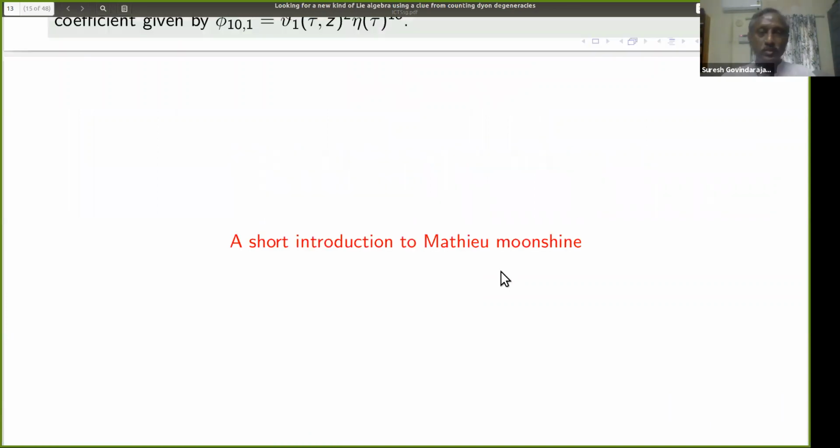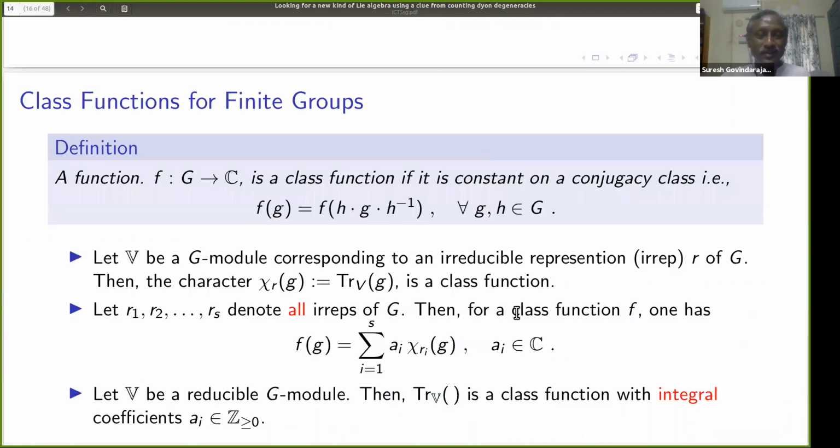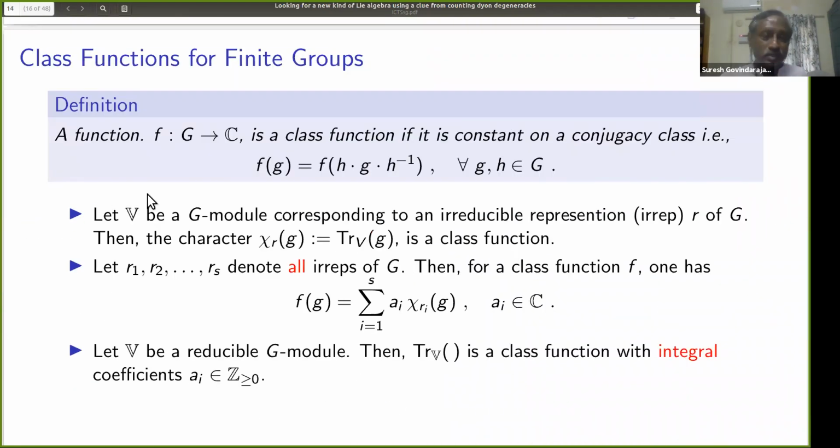Okay, so these are the objects which come. Again, there's going to be a short introduction to Mathieu moonshine, and it's really short, nothing explicit, but I just need one small object. It's called a class function for a finite group. A function f from a finite group to C is a class function if it is constant on a conjugacy class. That means, let g and h belong to the finite group, if you just conjugate by elements in h, f doesn't change. So it only depends on the conjugacy class of g.